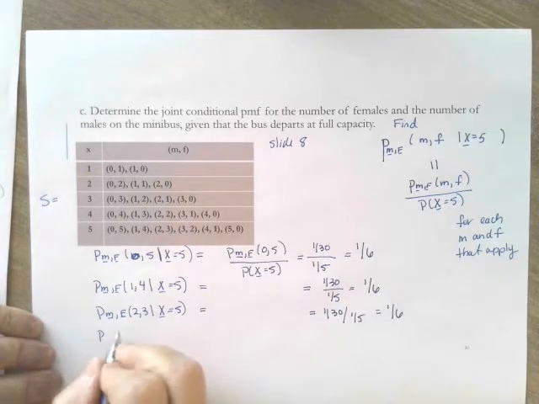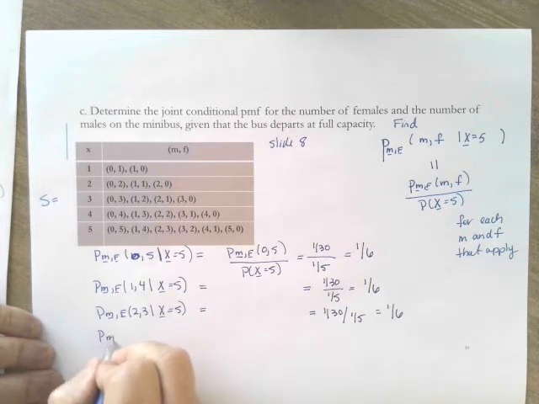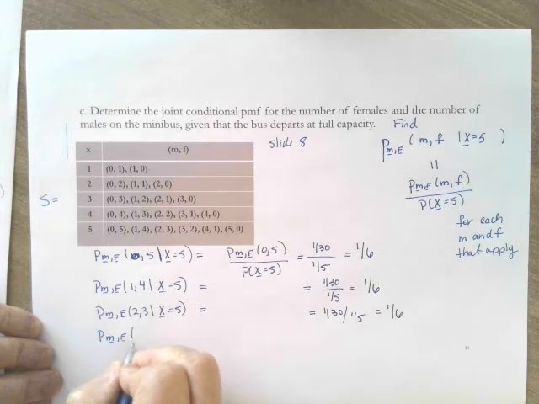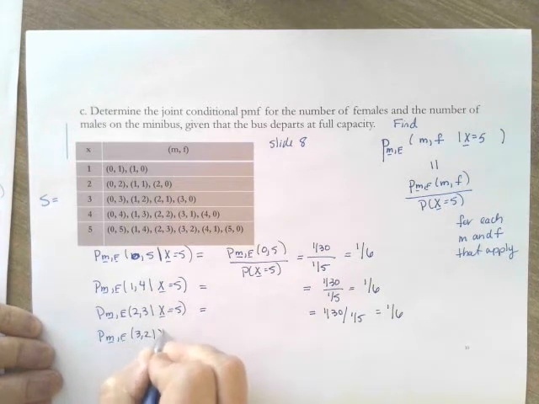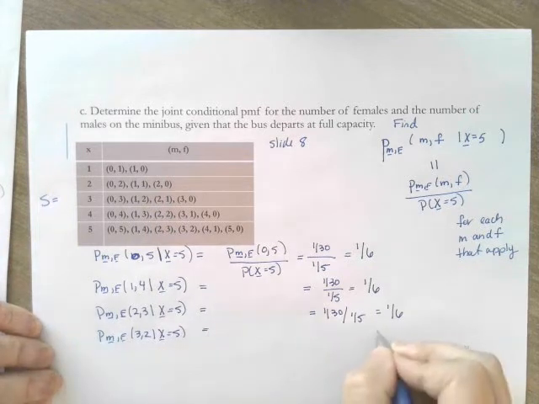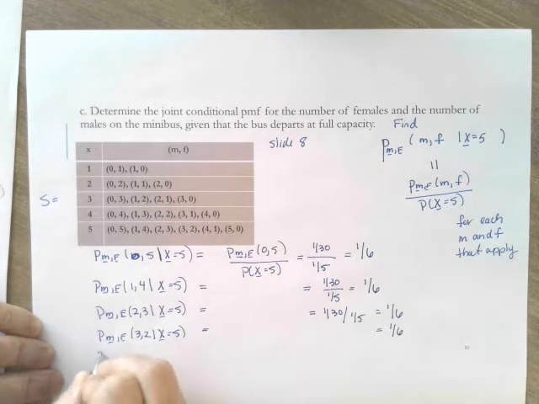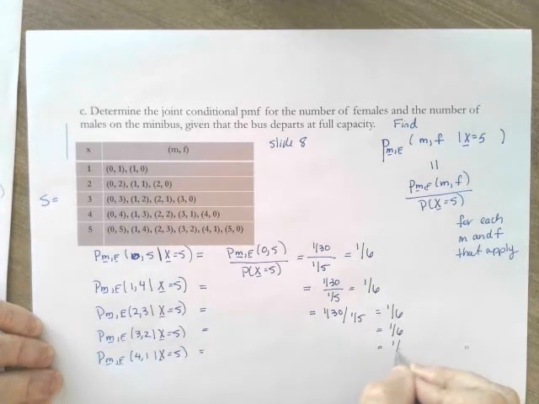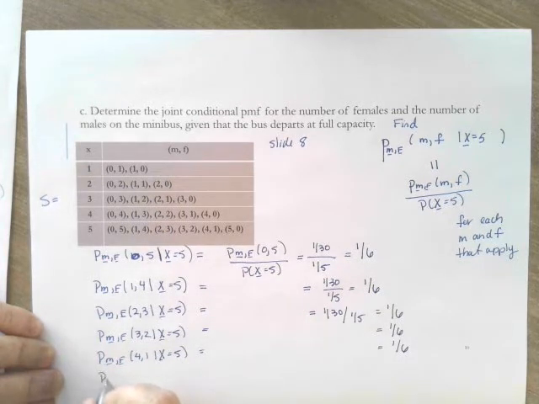Well, let's just keep doing it. Might as well. It gets a little tedious, that's all. So we have 2, 3, and then we have 3, 2. And that's going to be 1/6. And then we'll have M, F, and then we have 4, 1. Also going to be 1/6. And then finally our last one will be 5, 0. And that's also going to be 1/6.